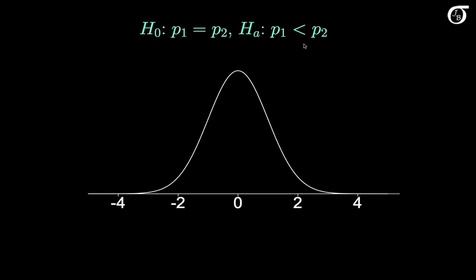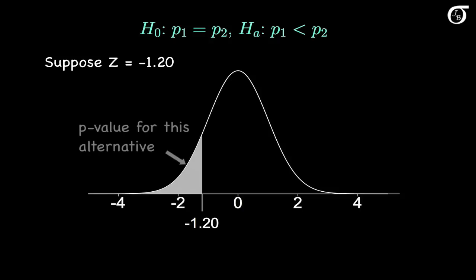Suppose we have this alternative hypothesis, that P1 is less than P2. I've drawn in the standard normal distribution, which is the distribution of the Z test statistic if the null hypothesis is true. Suppose, for example, we get our samples, carry out the calculations, and get a Z statistic of minus 1.20. For this alternative, the p-value is the probability, under the null hypothesis, of getting this value or something even farther to the left. And that is simply this area, the area to the left of minus 1.20 under the standard normal curve, which we'll find with software or a standard normal table.